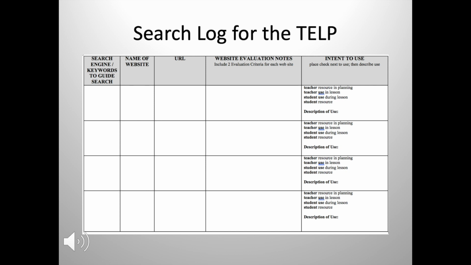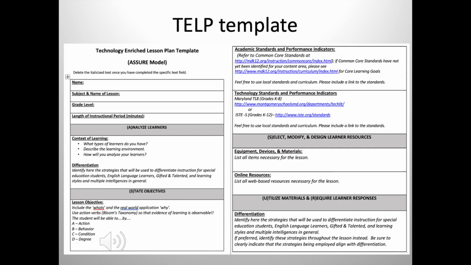As a teacher resource during the planning phase, or a teacher resource used during the lesson with students? Is it a tool directly used with students, or as a student resource they might use just in case? Finally, use the TELP template to complete your lesson plan and submit it to the ePortfolio. Please use the checklist to verify you have included all the components.